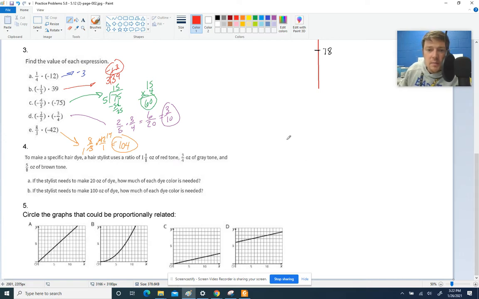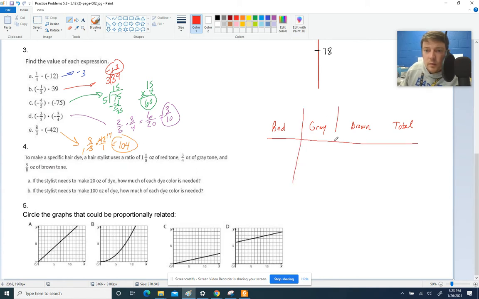Well, these types of problems, the way I set these up is I set up a table. It's always really good if you're doing ratio problems to use a table. So the 3 colors that we're using here are red, gray, and brown. So I'm going to set up red, gray, and brown. And for this particular problem, I'm also going to set up a total column because we want to know how much it's going to make. So that's going to combine them all with addition.